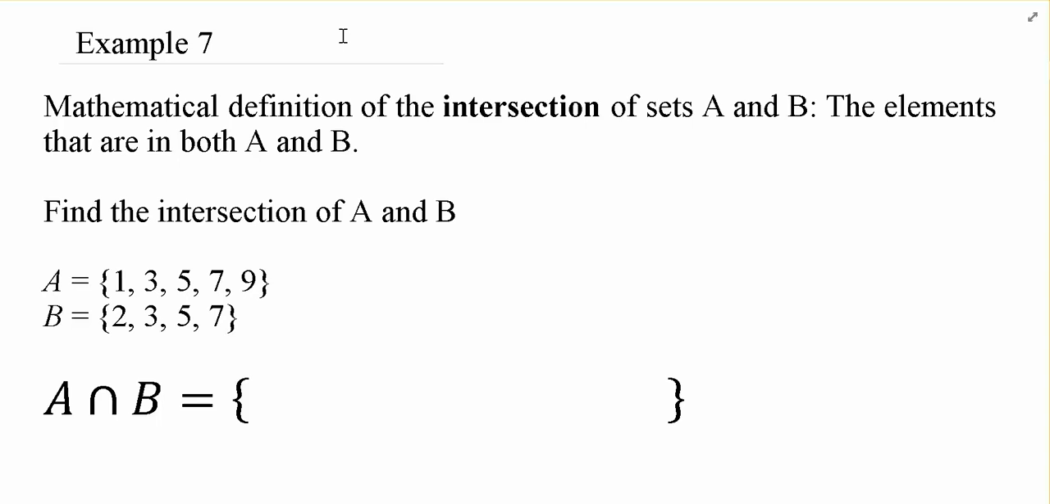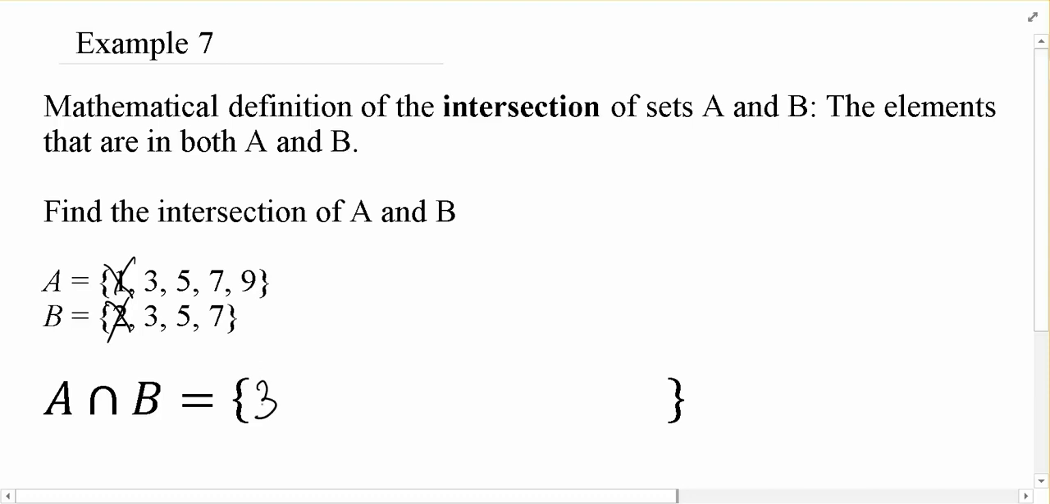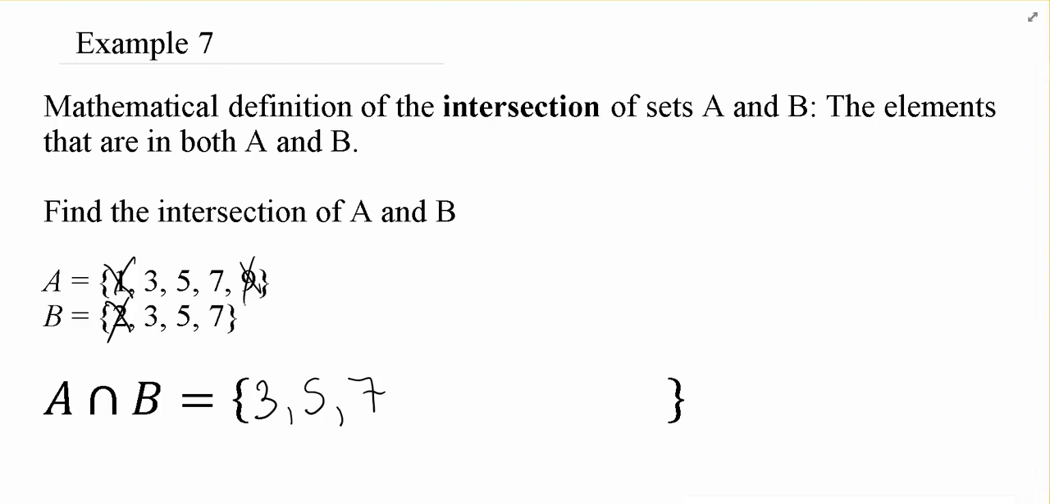So the intersection of two sets is the elements that are in both at the same time. So as I'm looking at these, 1 is in A but it's not in B. 2 is in B but not in A. 3 is in both. 5 is in both. 7 is in both. And 9 is in one but not the other. So my actual answer to this is going to be the set of 3, 5, and 7 listed out, and so we use the curly braces.